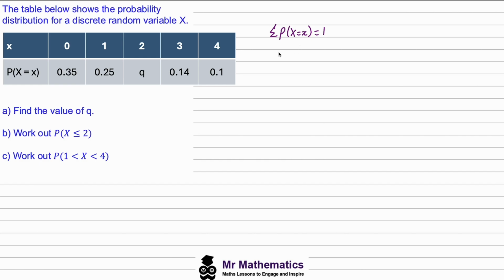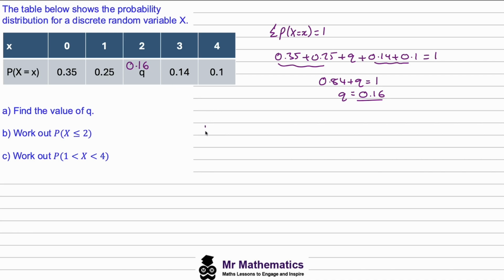equaling 1. So 0.35 plus the 0.25 plus the q and the 0.14 and the 0.1 will all equal 1. Then we can add these decimals together and we get 0.84 plus q to make 1. So q will equal the 1 take away the 0.84, 0.16. Okay? I'll include this in our table.